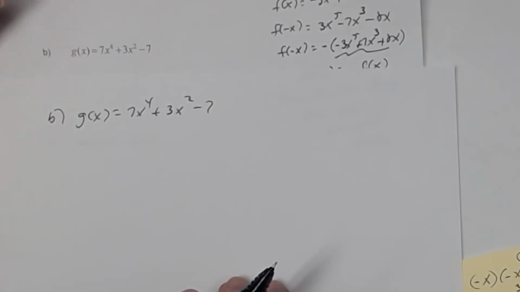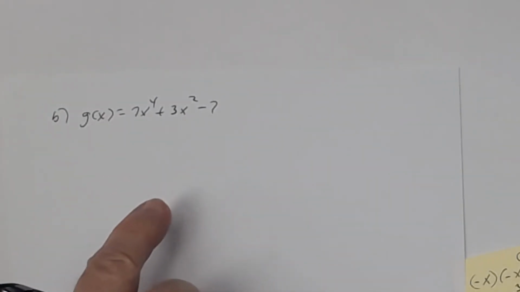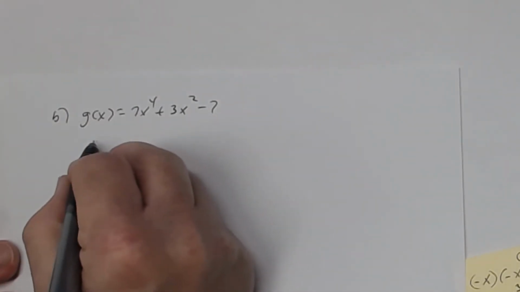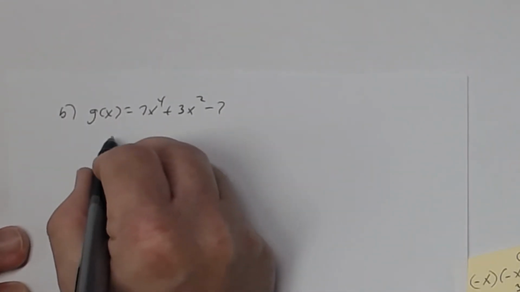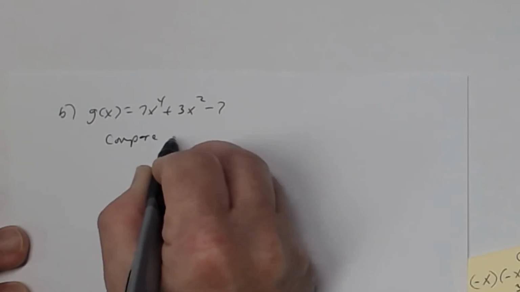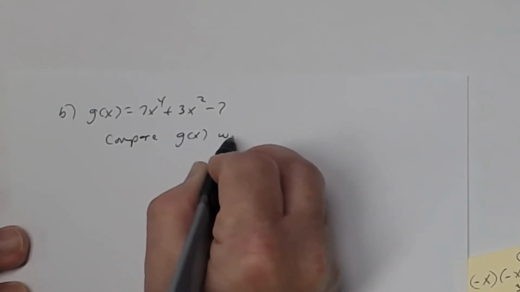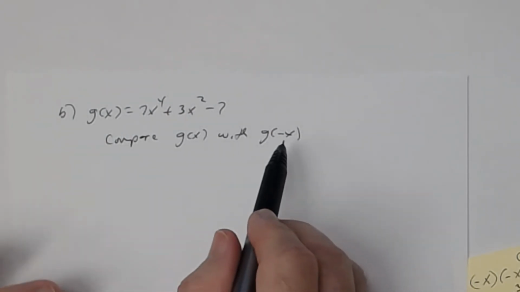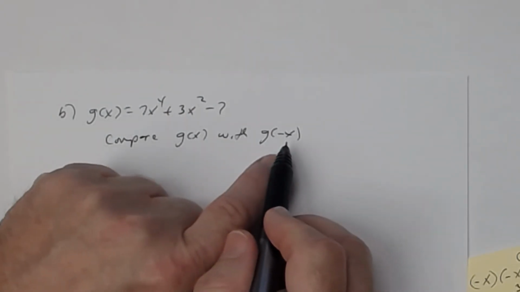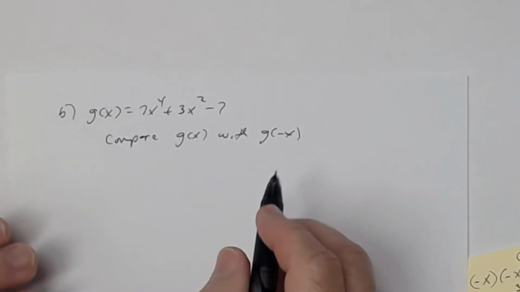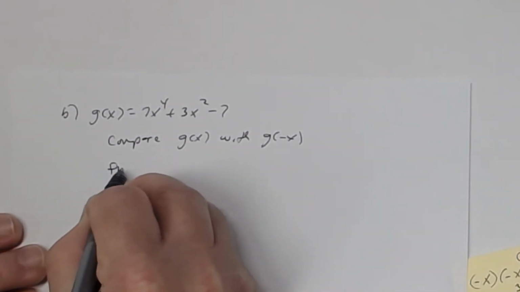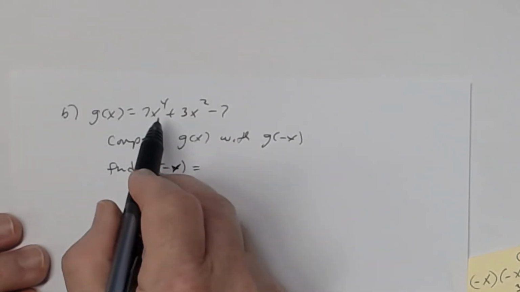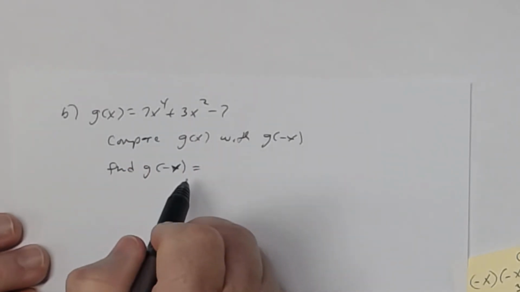All right, so if I'm going to determine if this function's even, odd, or neither, then I have to first of all find g of negative x. So we have to compare g of x with g of negative x. So basically x, negative x, the opposites, okay? All right, so let's find g of negative x. So remember, g of negative x means wherever you see the variable x, you're going to substitute negative x.